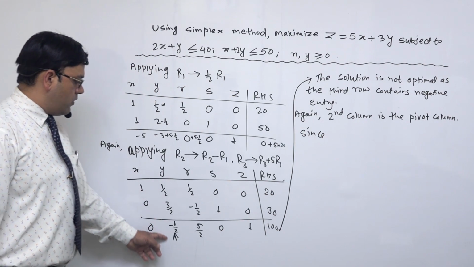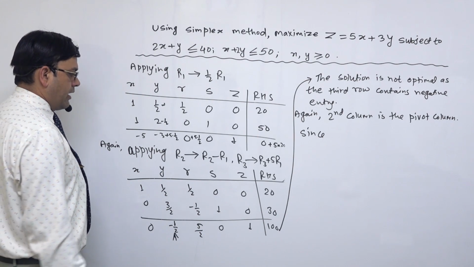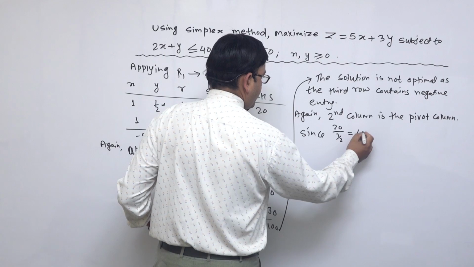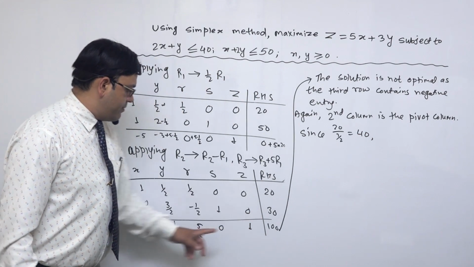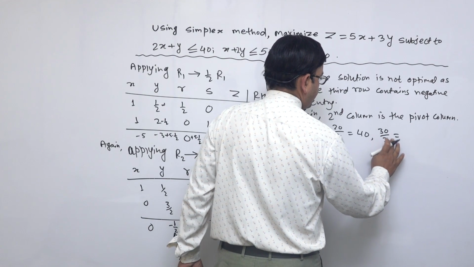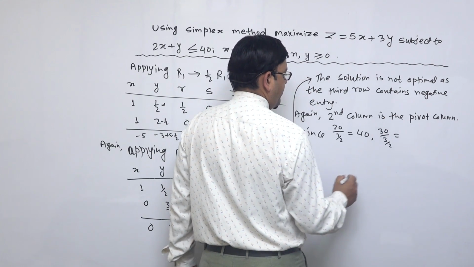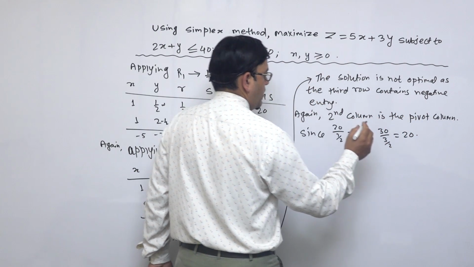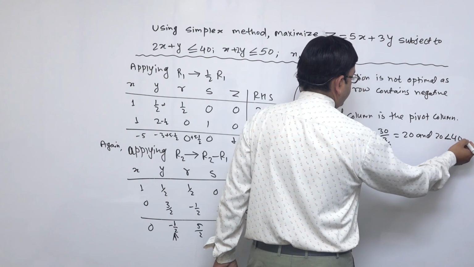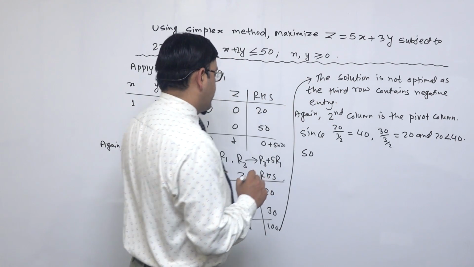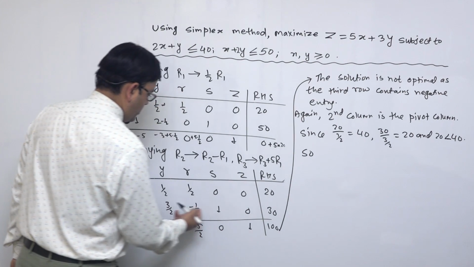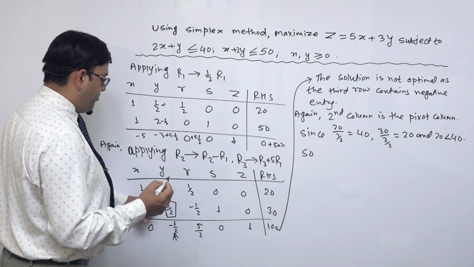So this second column is our pivot column. Now we have to find out which is the pivot element. To find the pivot element, we have to divide this by this. 20 divided by 1/2, so we can write 20 divided by 1/2, this is equal to 40. And next one is 30 divided by 3/2, 30 divided by 3/2, the 2 goes up, so this is 20. This is 20, this is 40, 20 is less than 40. So the smallest is 20, so 3/2 is the pivot element.